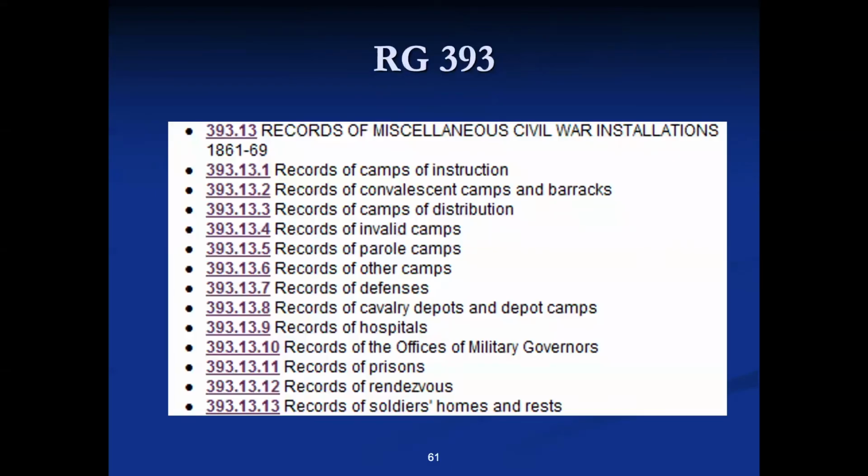In 393, there are records of miscellaneous Civil War installations. And you can see by looking here, there are recruit camps, camps of instruction, convalescent camps and barracks. These are where Veteran Reserve Corps people are going to start out. Camps of distribution, this is where the recruits will be sent for distribution to units. Invalid camps, again, Veteran Reserve Corps. Parole camp waiting to be exchanged. Remember, there's the one, Camp Parole, outside of Annapolis. Other camps, defenses, cavalry depots and depot camps. Records of hospitals, and then records of prisons. And then later on, records of soldiers' homes and rests.